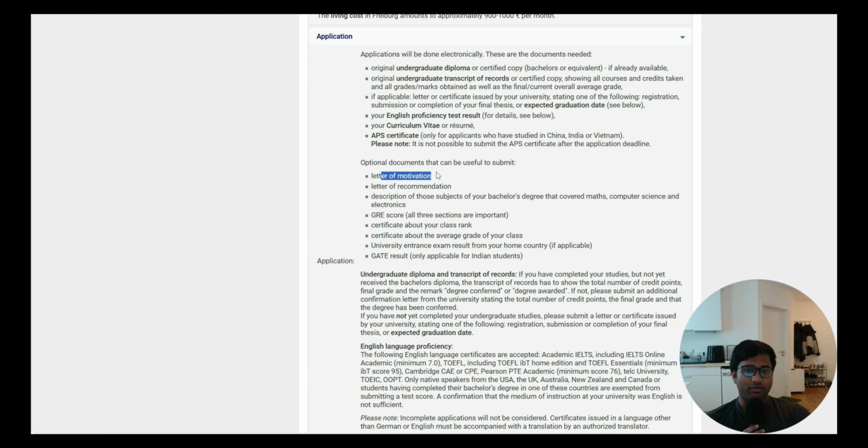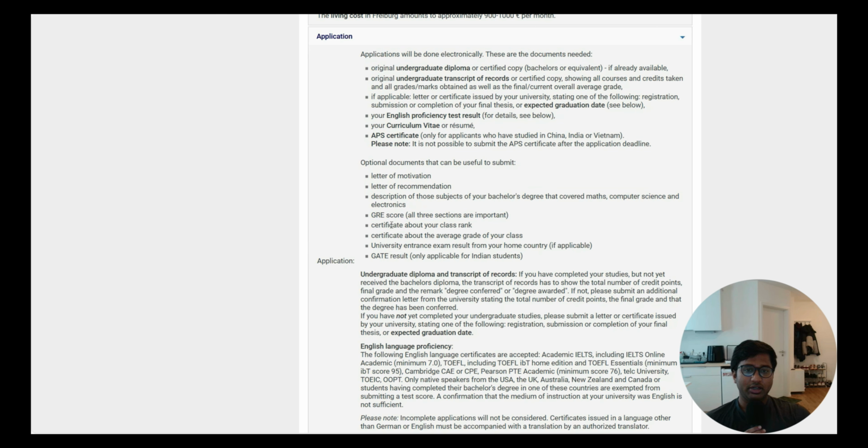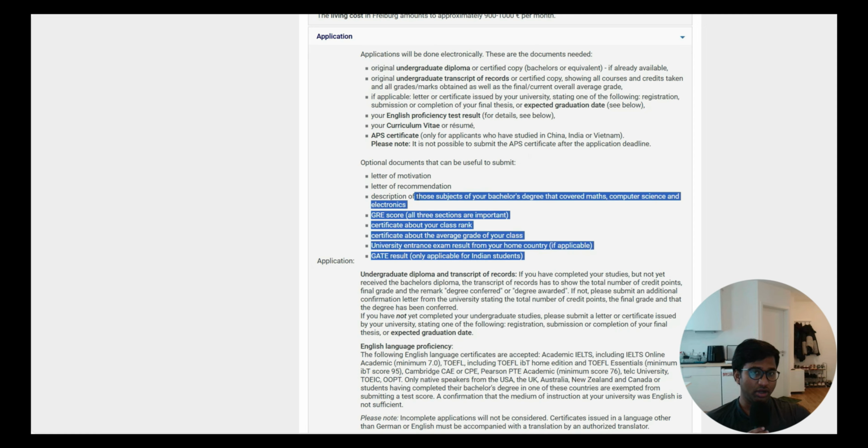So one is letter of motivation, which is SOP, statement of purpose, and letter of recommendation from your college, work and everywhere. Then description of subjects that you have done in your bachelor degree, which is your module handbook, and GRE score, all 3 sections. Then certificate about your class rank, certificate about your average grade, university entrance result if applicable, which is CET, NEET, university entrance examination, then GATE result if you have done. So these are optional documents. They are not saying you have to upload everything, but if you upload, then it is good.